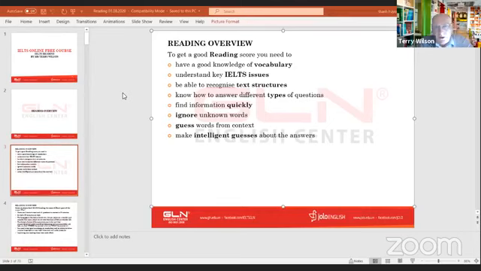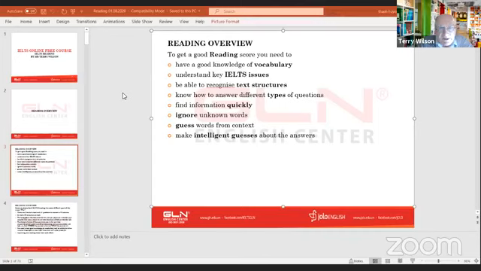Ignore unknown words. When you look at a reading text, there will always be some words that you don't understand. But in my experience, nearly always these words are not important in trying to find the answer for the question. So don't waste time trying to understand specific words in the text.